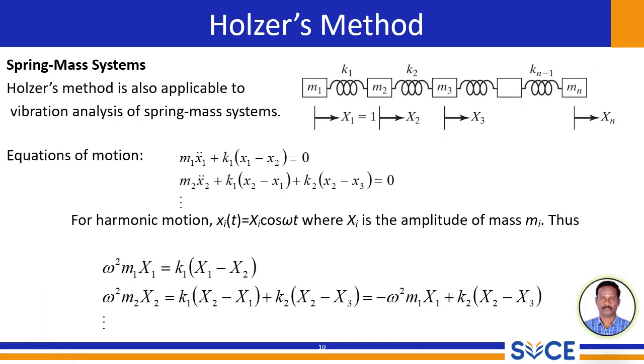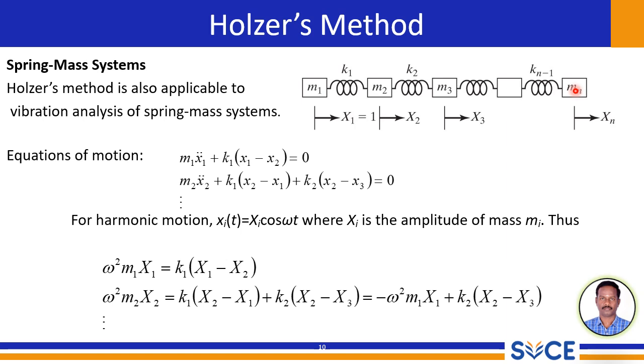It is important to note that the Holzer method isn't limited to just torsional systems. It can also be effectively used for vibration analysis of spring mass systems. Here we have a diagram with multiple masses M1, M2, M3 until Mn. Similarly, stiffness values ranging from K1, K2, K3 until Kn-1.